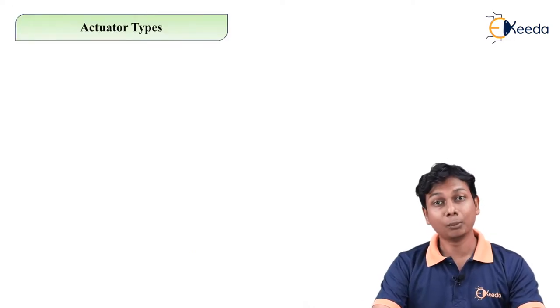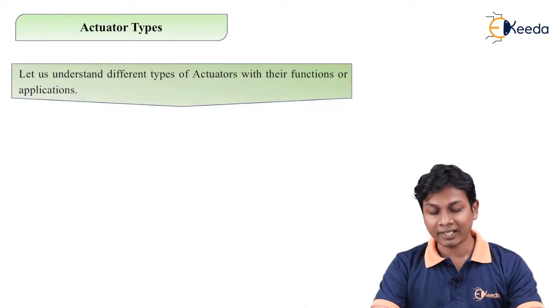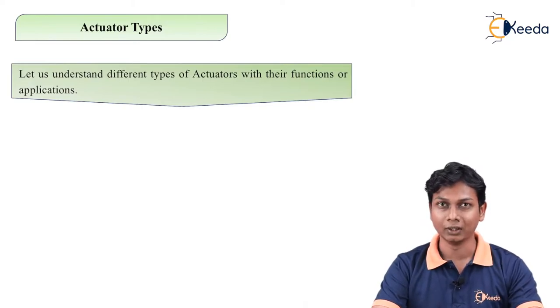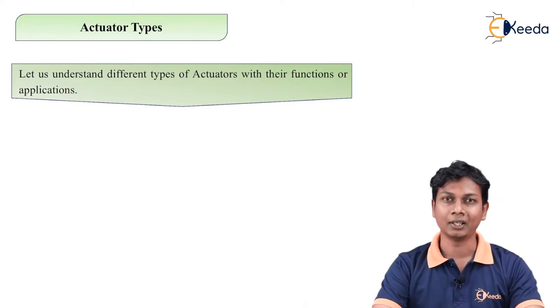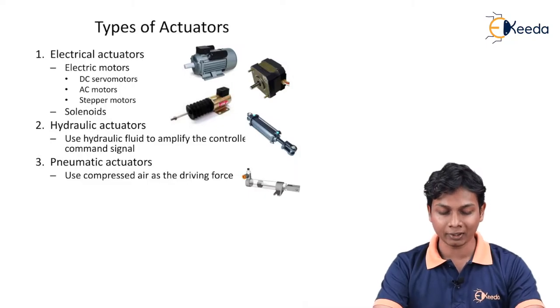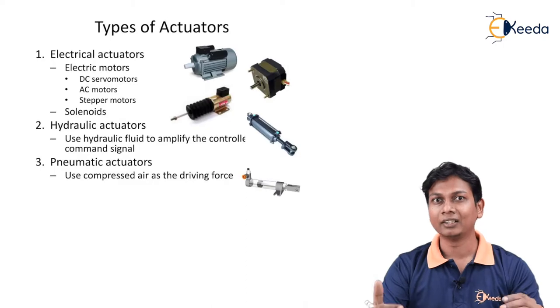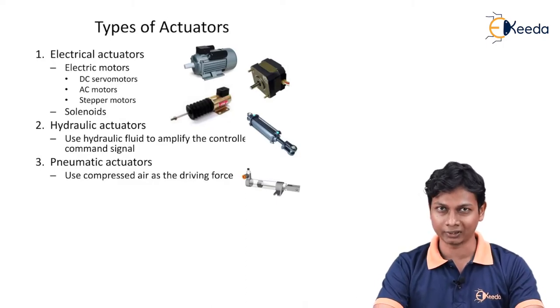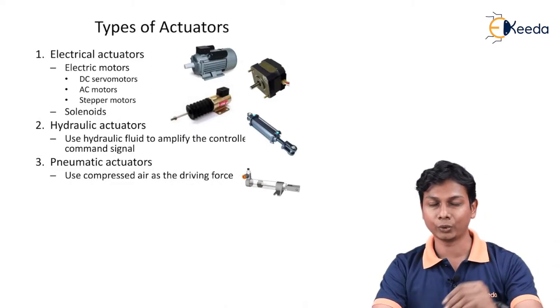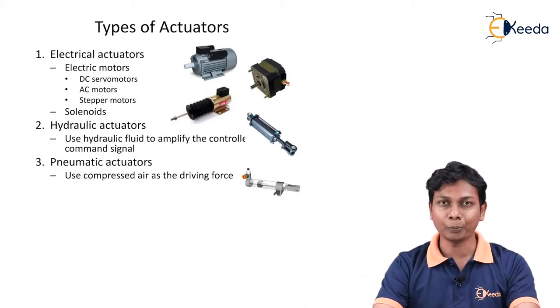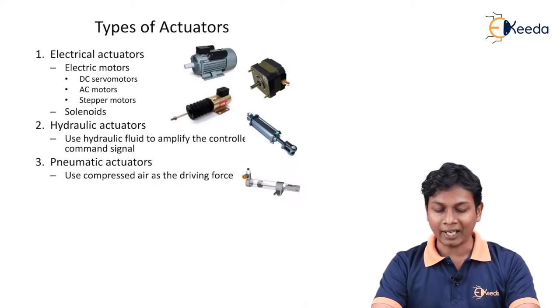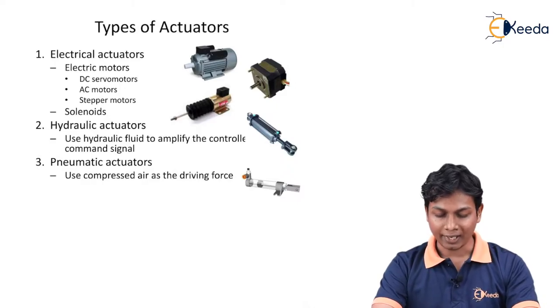So the actuator types are the most important phenomenon. Let's consider and understand different types of actuators with their functions and applications. The types of actuators are divided into various types depending on their functions and applications. The types of actuator can be electrical actuators, hydraulic actuators, and pneumatic actuators. As I said earlier, there are various input signals applied to the actuators. The signal can be electrical, so electrical actuators. The signal can be liquid, so hydraulic actuators, or the input signal can be air, so pneumatic actuators. Electrical actuators are again divided into DC servo motor, AC motor, and stepper motor.